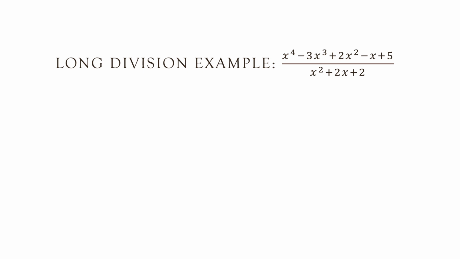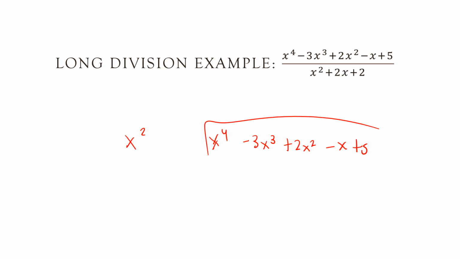So we have a quartic, which is x to the power fourth, minus 3x cubed, plus 2x squared, minus x plus 5. And we have a quadratic, which is x squared plus 2x plus 2. And we're dividing them. So in long division, what you typically do is, let's take we're dividing 85 by 5.